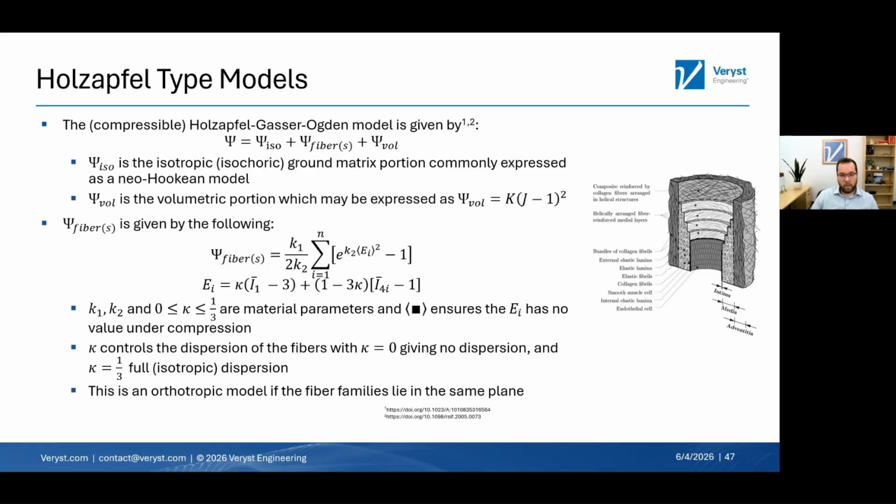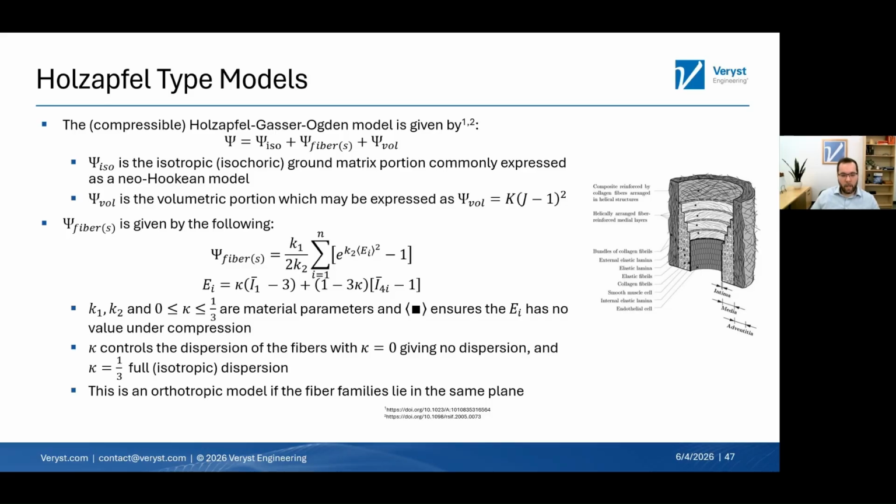Holzapfel type models. The compressible Holzapfel-Gasser-Ogden model is one of the most commonly used biological tissue models out there. There are many variants. People have done various iterations on this. The one I'm showing here is from Gasser 2006. The way this is formulated is that you have your strain energy function. Again, it's a compressible one, so you have your volumetric term as your last term. Then you have your two isochoric terms. You've got your isotropic ground matrix portion, which is commonly expressed as a neo-Hookean model. And then you've got your fiber term, which we'll delve into more.